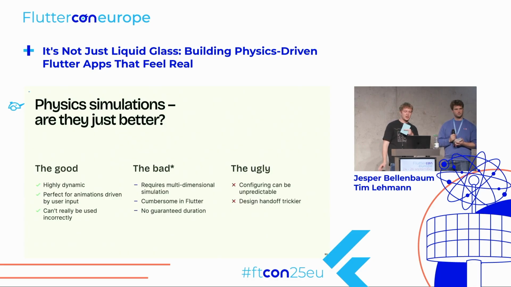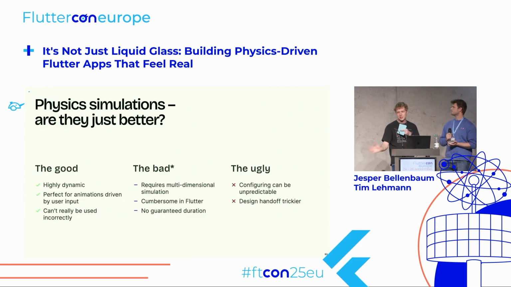The ugly parts are configuring can be unpredictable. So if you, for example, look at the bounce factor we just talked about, and you decide to bind that to a user input value, and you end up with a high bounce value, suddenly your animation just never stops or bounces out of your screen or something. So that you need to be mindful of.